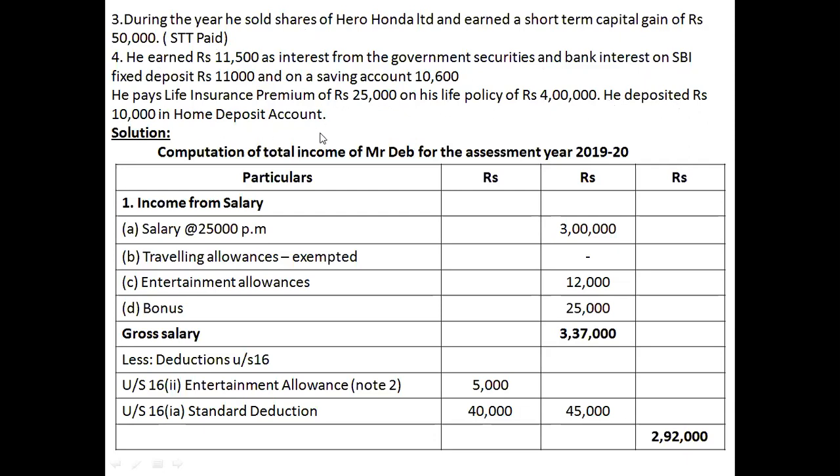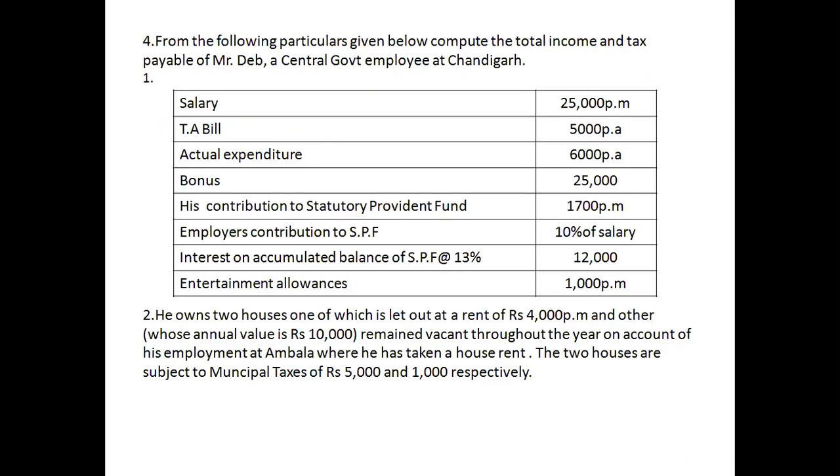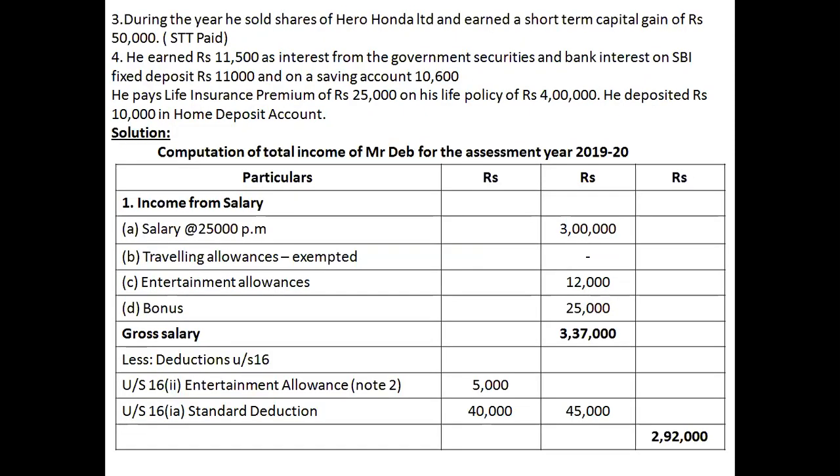Now, in this problem, they have given salary, house property, capital gain, and income from other sources. Then directly we'll go to the solution, the computation of total income of Mr. Dev for the assessment year 1920. So we have to compute the salary. When you want to compute the salary, what information is given?